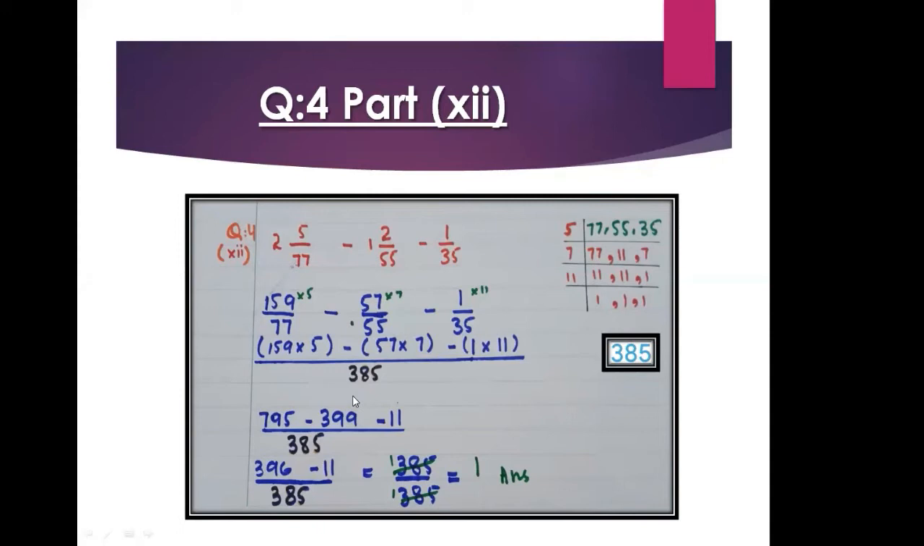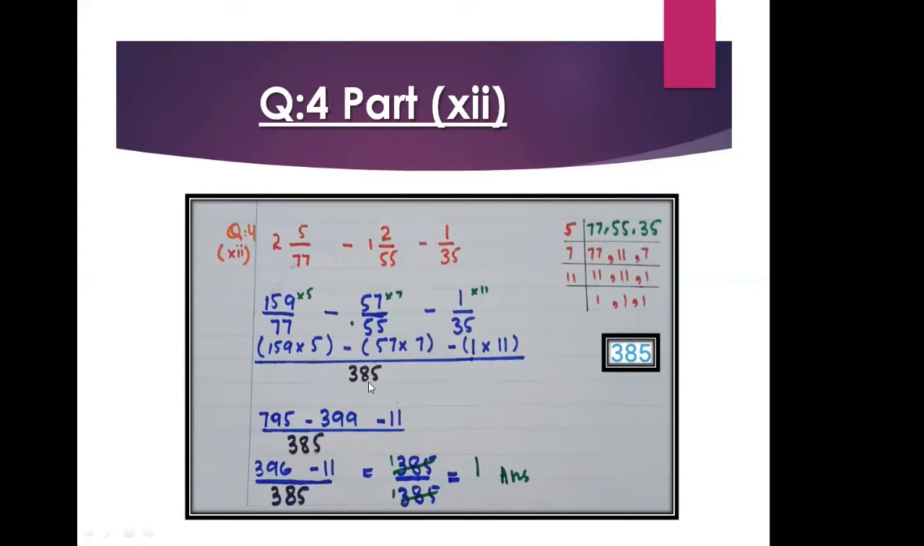Now we have completed the first step. The next step is to make the denominators the same. To do that, we multiply the numerator with the least multiple. The first numerator is 159, multiplied by 5. You can also check with the denominators: 77 multiplied by 5 becomes 385, 55 multiplied by 7 becomes 385, 35 multiplied by 11 becomes 385.